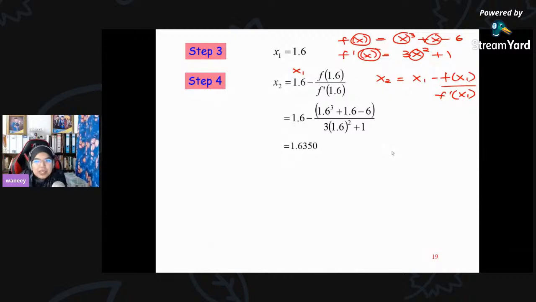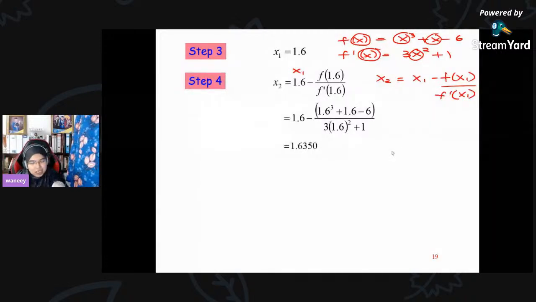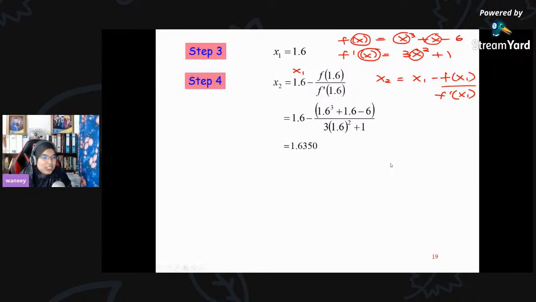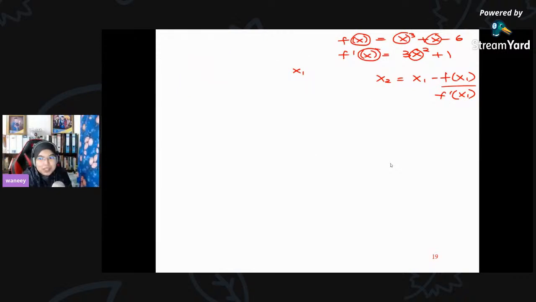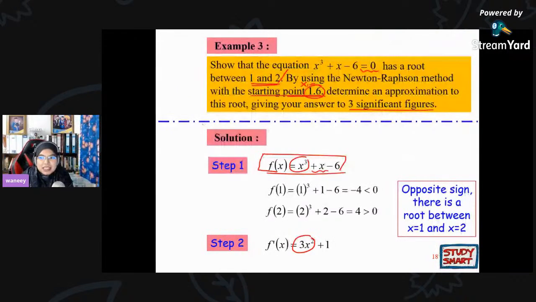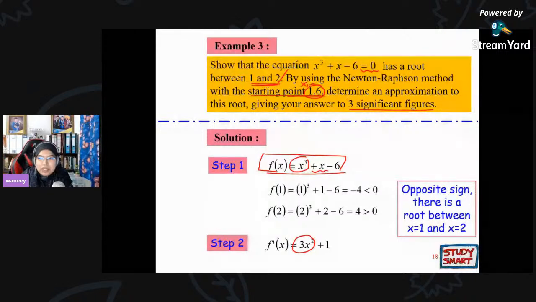1.6350. Okay, so you might ask yourself, up until how many decimal places should we use? Kadang-kadang kita mungkin tertanya, kalau kita guna calculator, we might have up to 6 or 7 decimal places. So how to stop or when to stop? Mungkin kita tertanya-tanya macam mana kita nak tahu kita nak stop. Okay, go back to the question. The question asks for 3 significant figures.